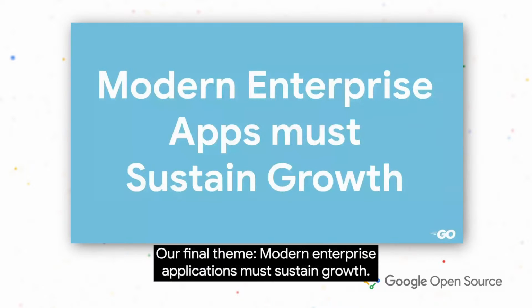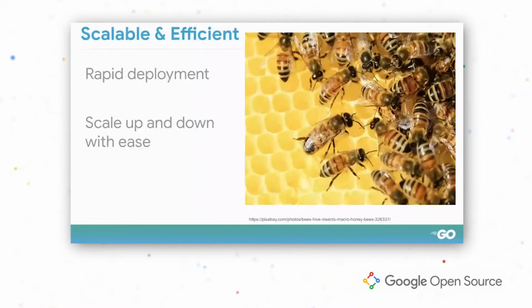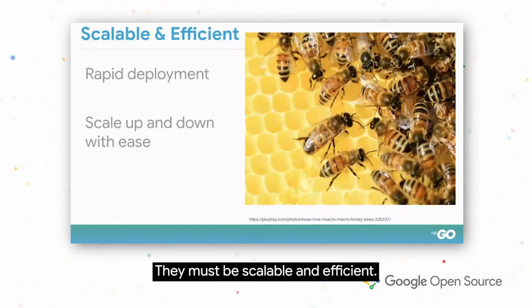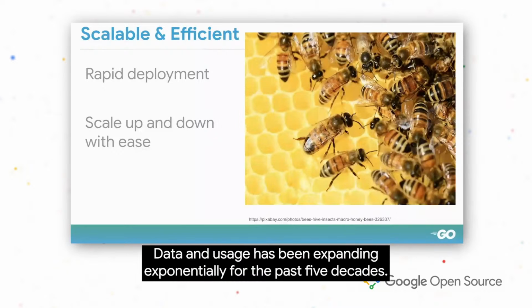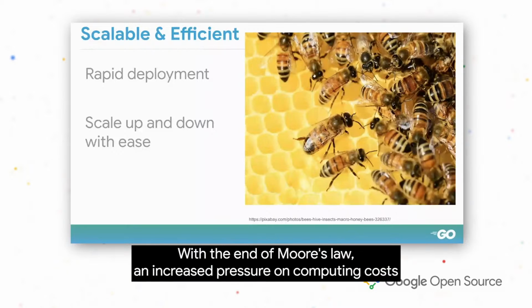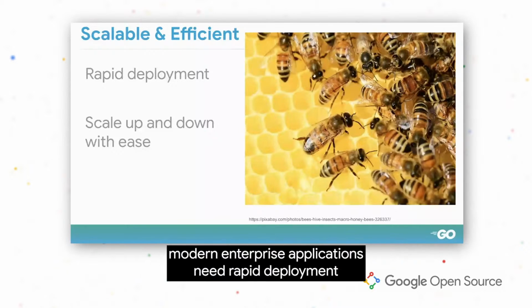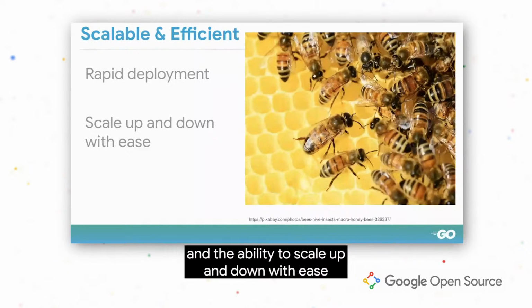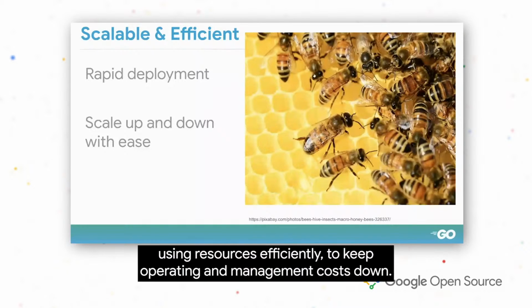Our final theme, modern enterprise applications must sustain growth. They must be scalable and efficient. Data and usage has been expanding exponentially for the past 5 decades. With the end of Moore's Law and increased pressure on computing costs, modern enterprise applications need rapid deployment and the ability to scale up and down with ease, using resources efficiently to keep operating and management costs down.